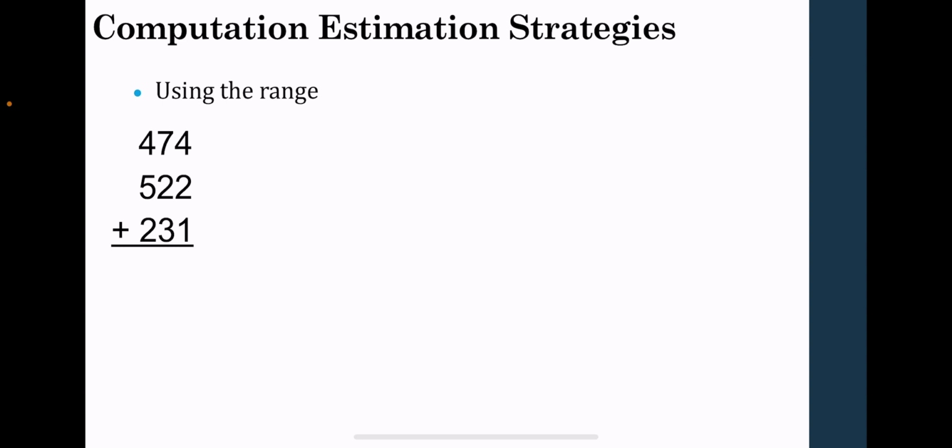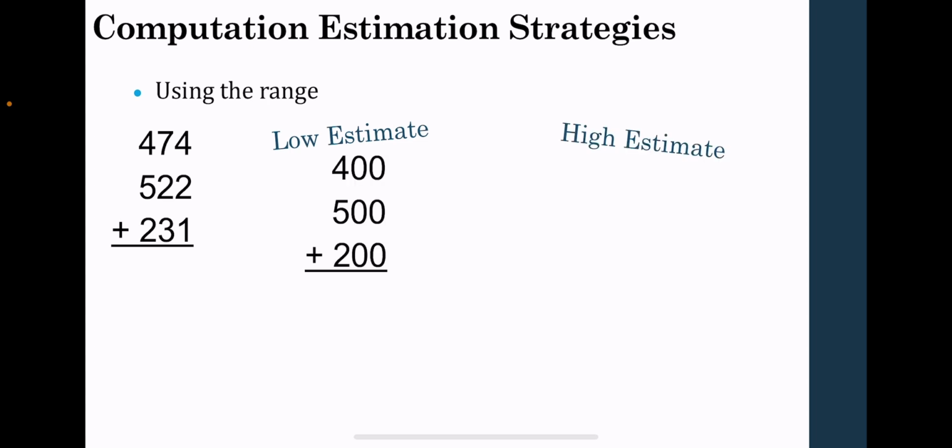All right, and then you can also use the range to estimate. It kind of gives you a low end and a high end. For the range, you're going to start by looking at each of your addends. For my low end estimate, 474, I'm just going to round everything down. That's approximately 400. 522 is approximately 500. And 231 is approximately 200. So not using normal rounding rules there. On all of them, you're rounding down.